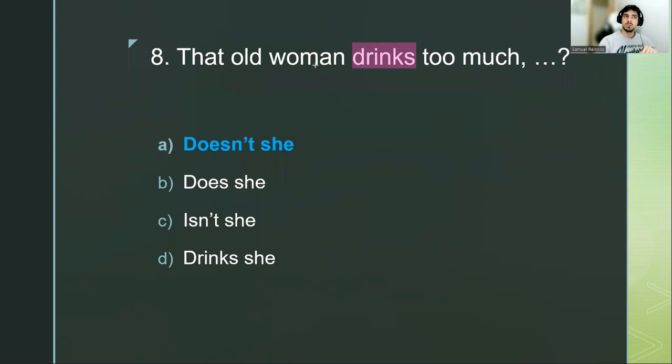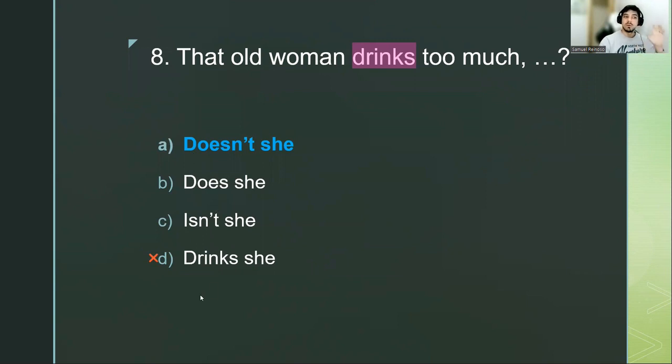And now, where is the auxiliary verb? That woman drinks too much. There is no auxiliary verb. Is that a problem? Not really, but we have to think. Okay, let's go here to the answers. Drinks she, the last option. Is this an auxiliary verb? No, it isn't, right? Drinks she is the main verb. So this is not possible. But we still have 3 possibilities. So how do we know if it is do, okay, in the third person, or the verb to be?